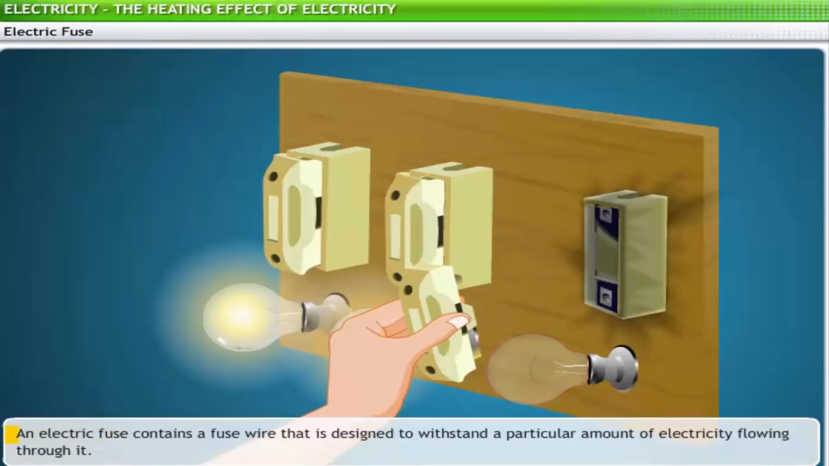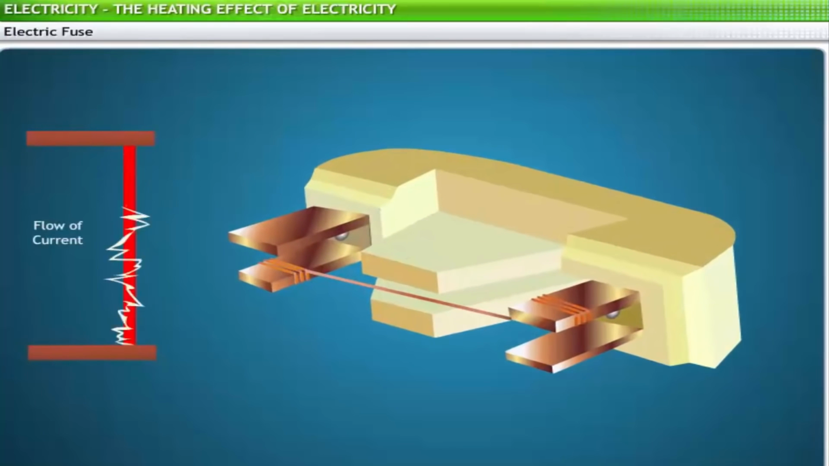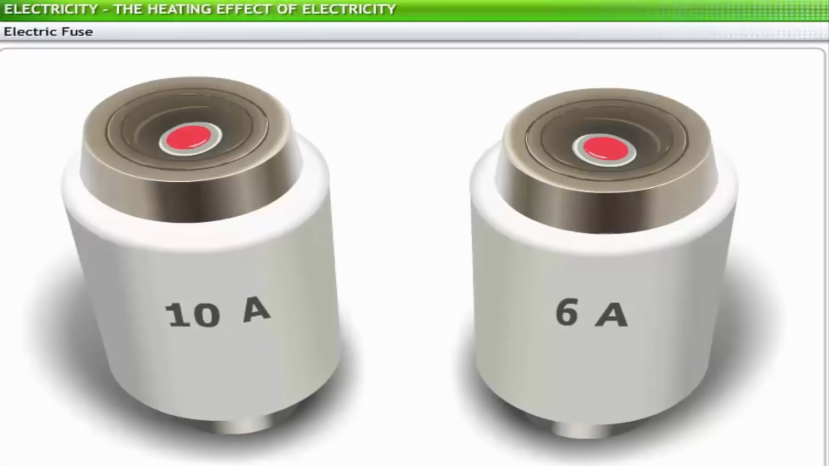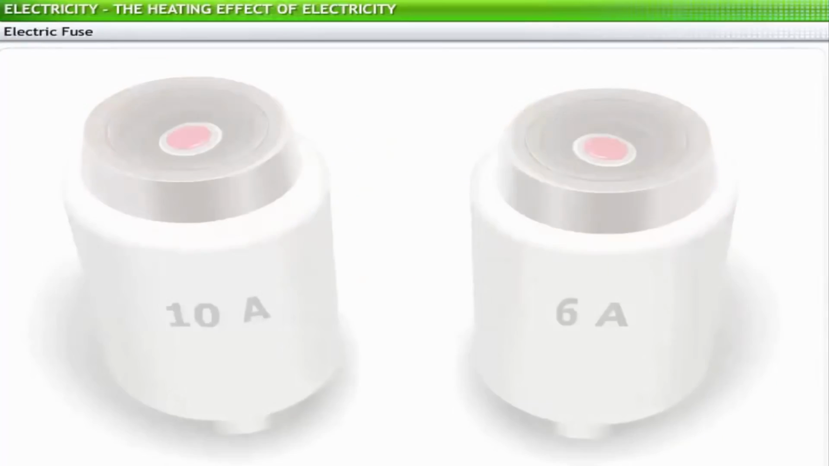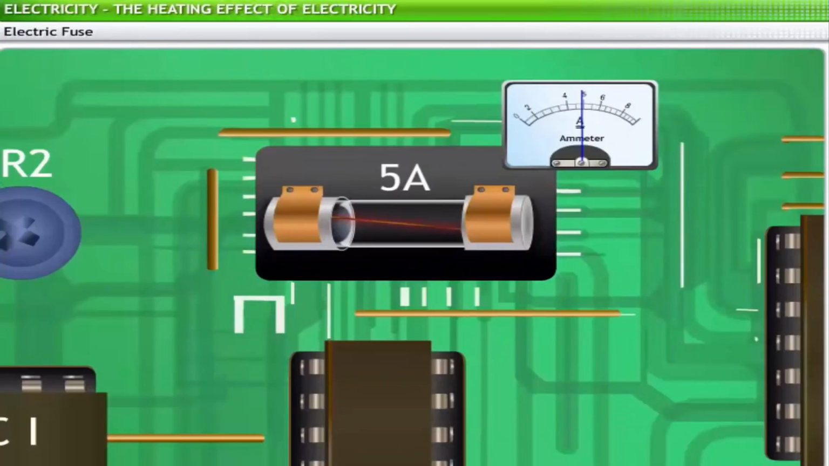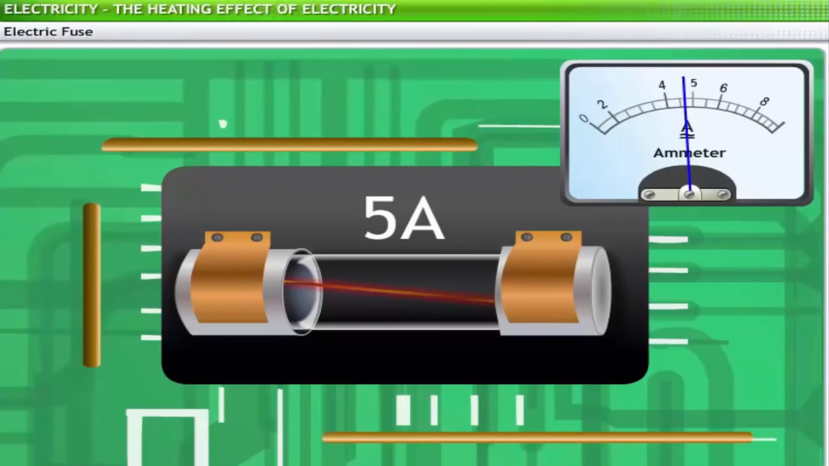supply. An electric fuse contains a fuse wire that is designed to withstand a particular amount of electricity flowing through it. When the electric supply fluctuates and the current becomes too strong for the wire, it melts and breaks the supply of electricity. Electric fuses are rated according to the current that they can withstand. For example, a fuse rated 5 ampere can withstand current flow to the maximum of 5 ampere. If the current flowing through that circuit exceeds 5 ampere, the fuse wire melts from the heat, cutting off the power supply through that circuit.